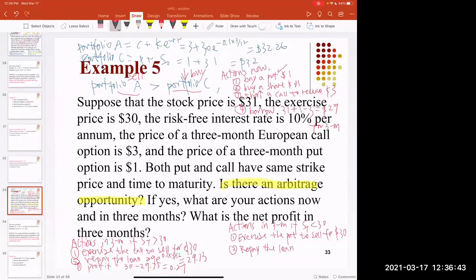And the loan principal is 29, so the amount that you need to pay is 29.73. And the profit, also the gain, should equal the money you receive, 30, minus the money you pay. So again, 0.27, right?